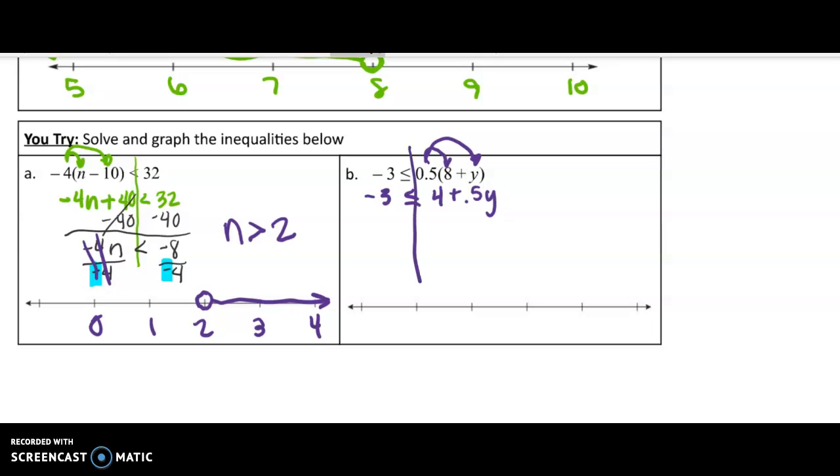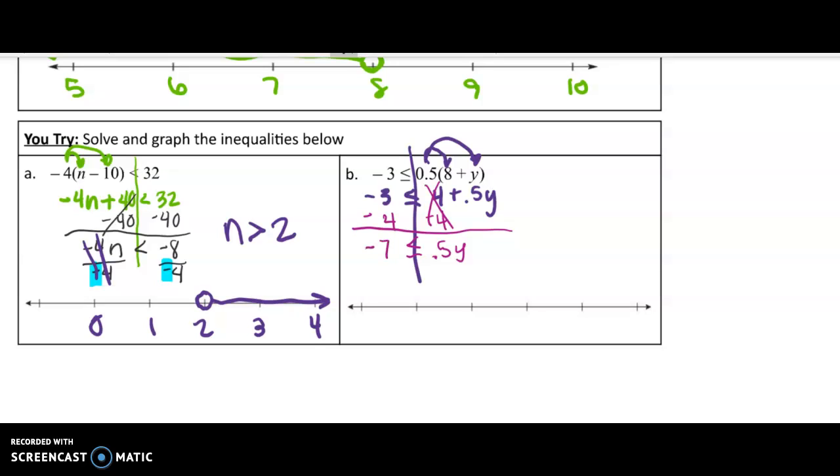Draw my line. I have a positive 4, so I have to do the opposite to get it to 0. So I'm going to subtract 4 from both sides. 4 minus 4 cancels, and I'm left with just my positive 0.5y. And then -3 minus 4 is -7.